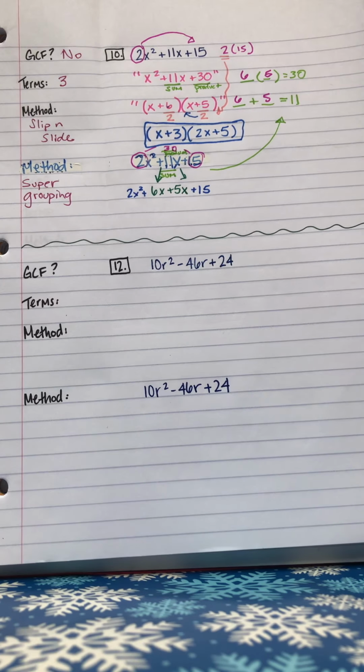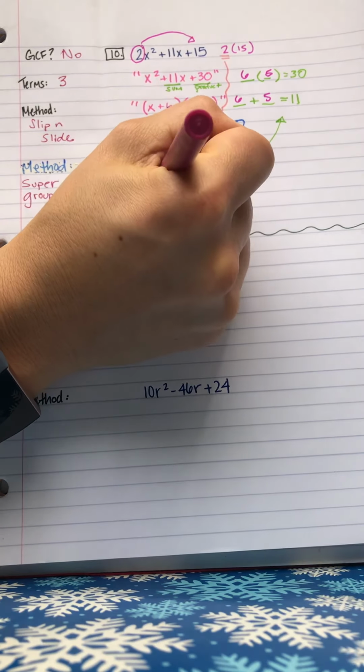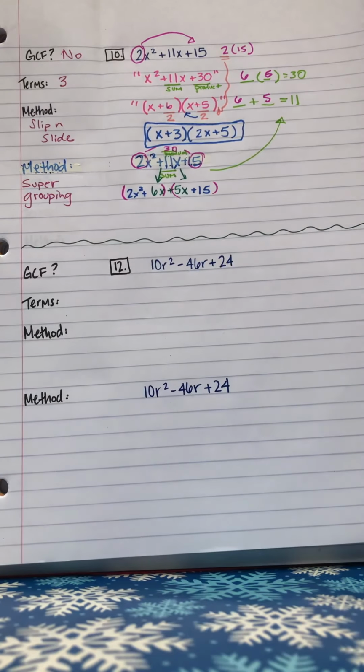Now we factor by grouping, which we have done multiple times now. Put the first two in a group, put the second two in a group, find the GCF of both. For the sake of time, I'm going to do this step a little bit quicker than I normally would.